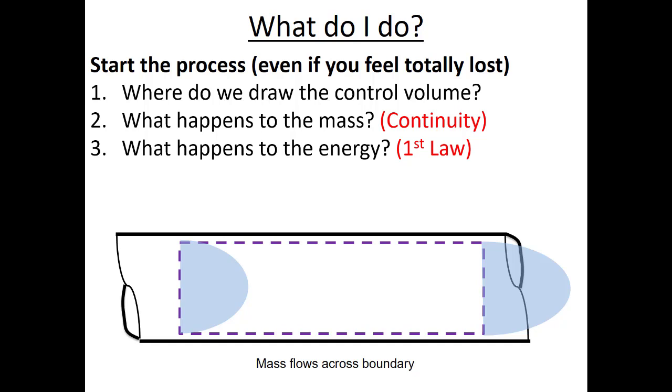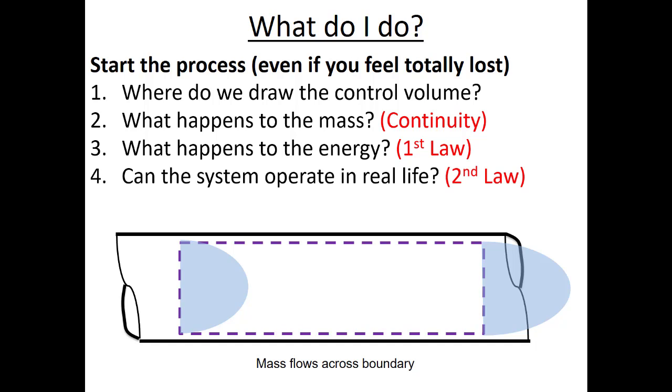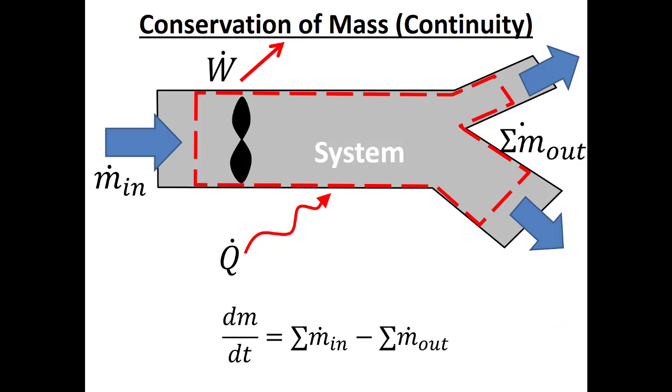Now we use the rate version of the first law to do that. And then sometimes, particularly if I'm designing something, we want to say, can this process happen in real life? And the way that we do that is we look at a second law analysis. So again, we have an open system rate equation for the second law. And what we know about the second law is that entropy is always being generated. And that's represented by that sigma dot term.